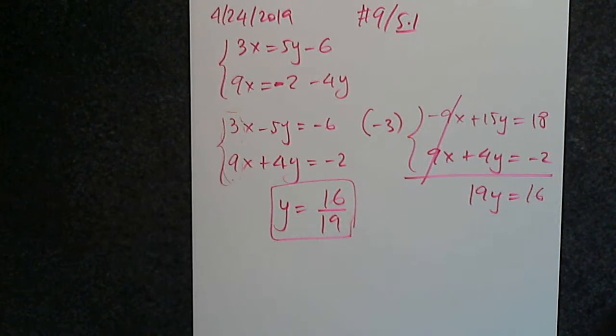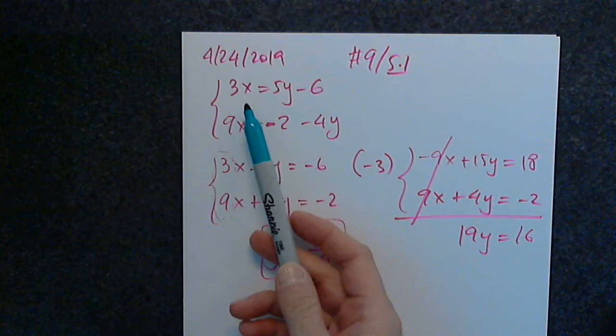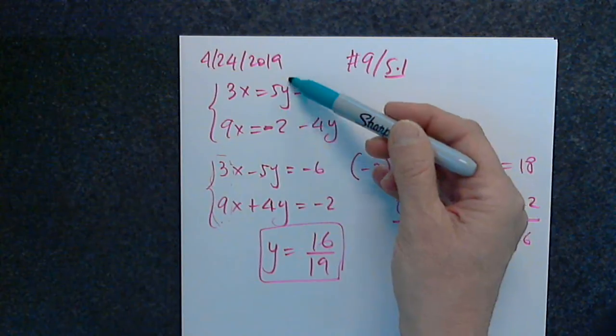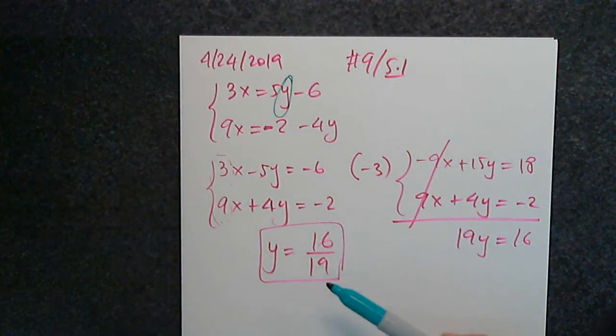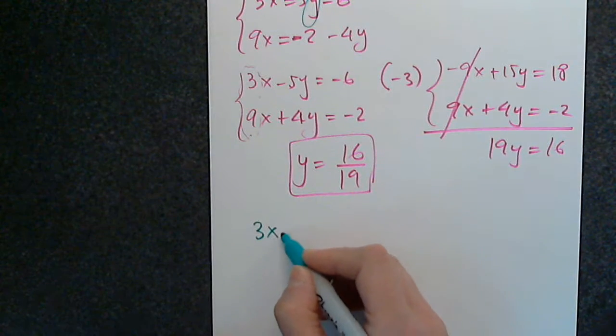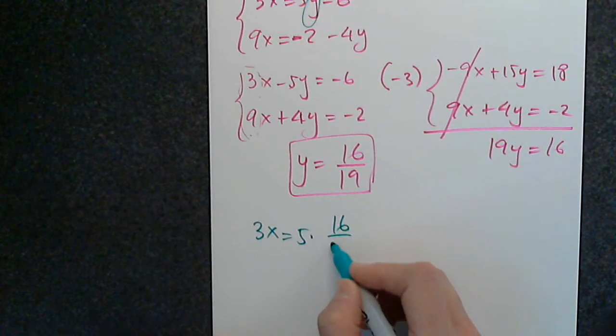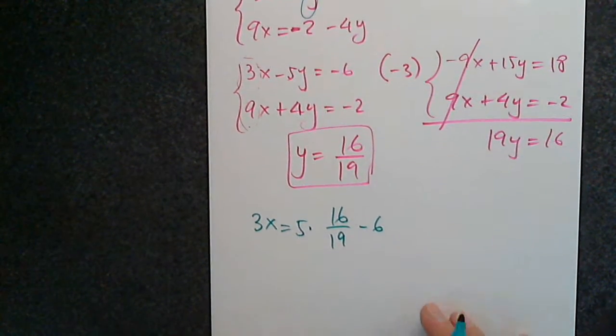So this is good, but it's not good enough. We have to determine x. So let's go back. It doesn't matter where. Let's say we go back to the first equation and replace y by 16 over 19. So this will be 3x equals 5 multiplied by 16 over 19 minus 6.